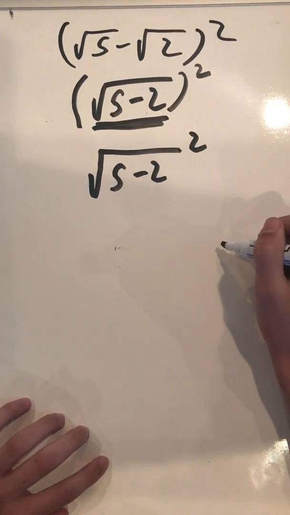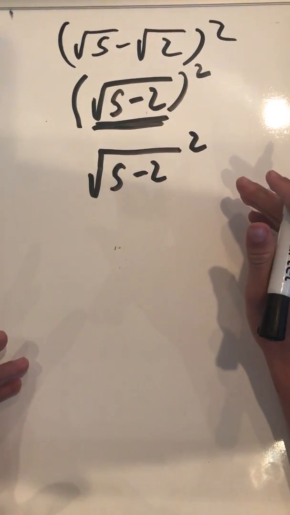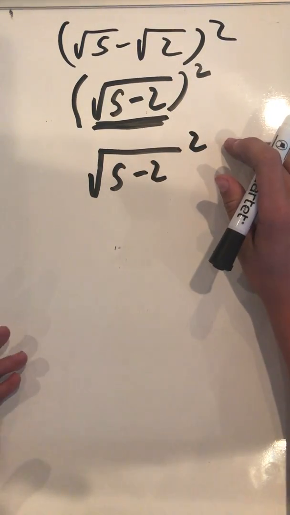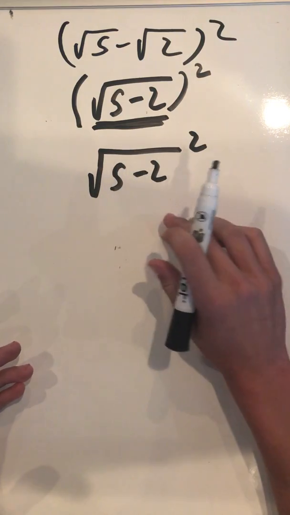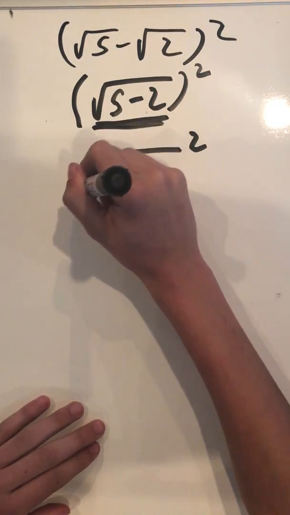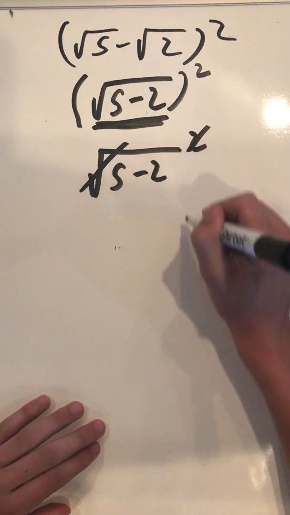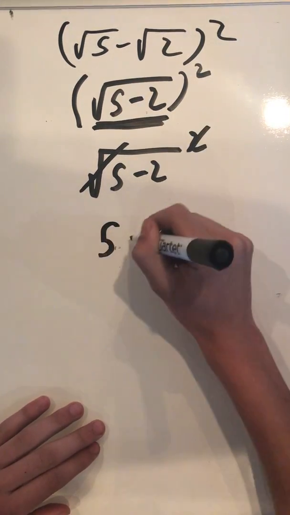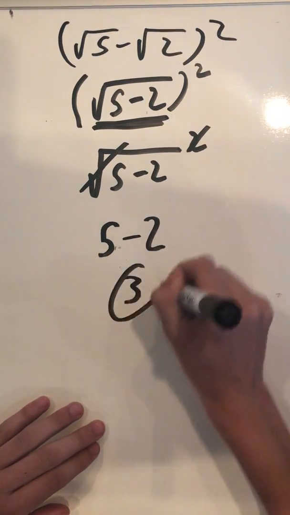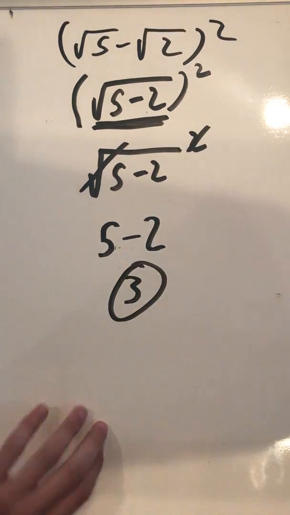Now, if we have the square root of any number squared, we just have that number. In this case, we just have 5 minus 2. So the square root sign and this exponent here will cancel out, and we will just be left with 5 minus 2, which is 3. And 3 is our final answer for number 3C.